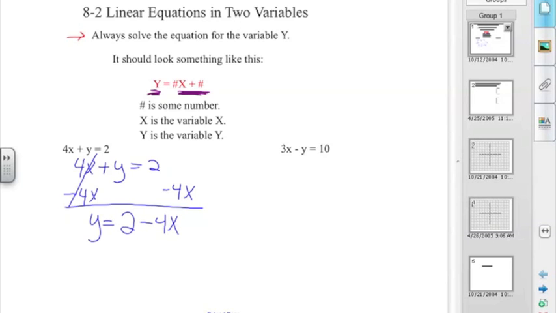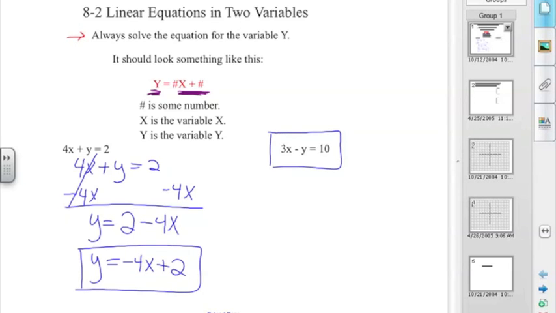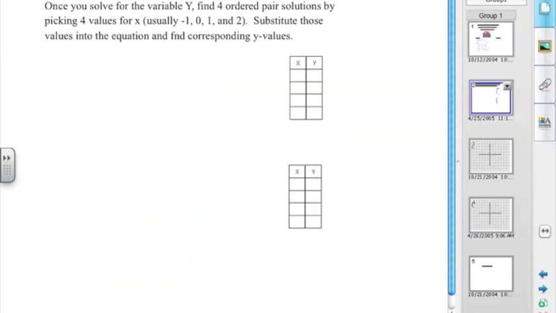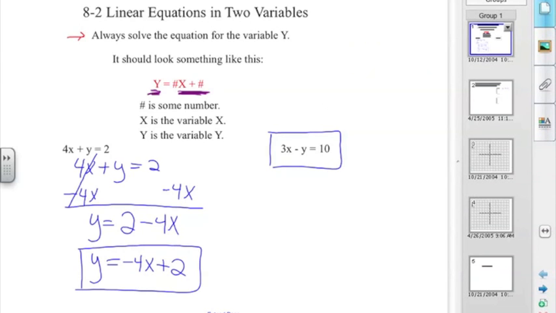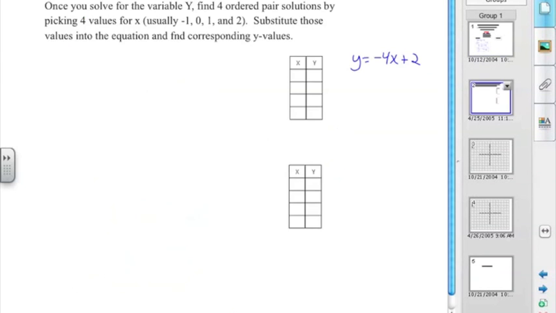This is close to the way we want it to look, but it's not exactly the way we want it to look. So we need to do some work, and we're going to rewrite it as y equals negative 4x plus 2. So that's going to be one of our equations. And the other equation we're going to leave as 3x minus y equals 10. So we'll move to the next slide, and we'll take our first equation, y equals negative 4x plus 2, and our other equation, which was 3x minus y equals 10.